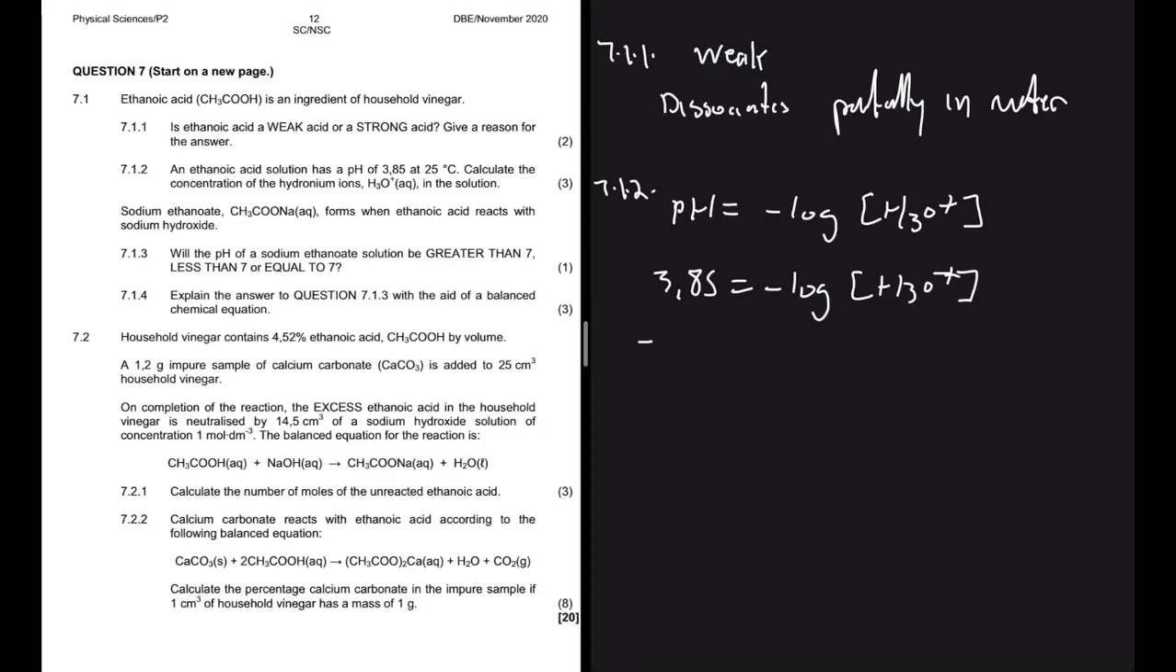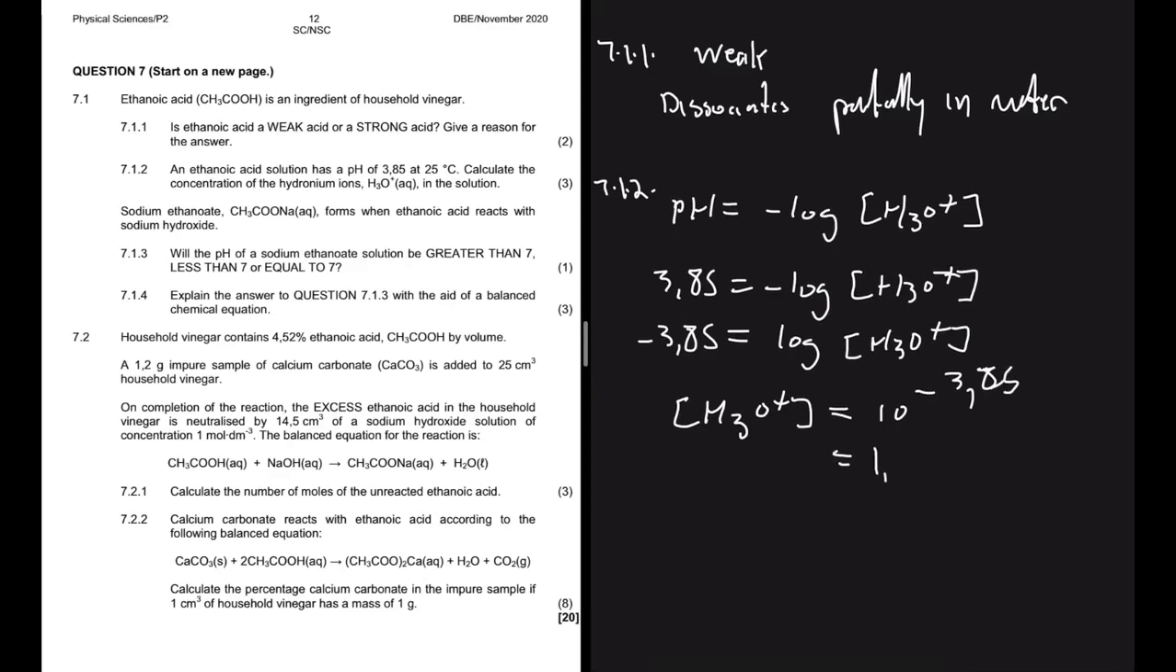and then we multiply everything by minus 1, right? So we're gonna get minus 3.85 equals log H3O+. And then we can say that the concentration of H3O+ is equal to 10 to the power minus 3.85. And then if I put that in my calculator, I'm getting 1.41 times 10 to the minus 4 moles per decimeter cube.